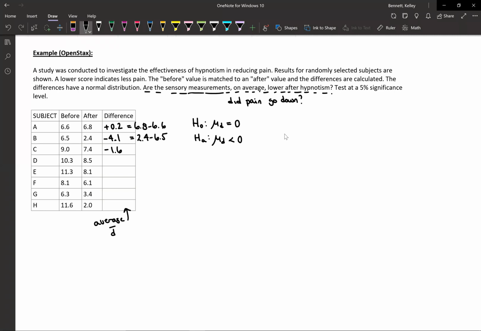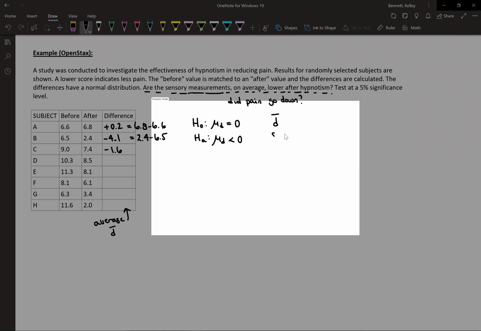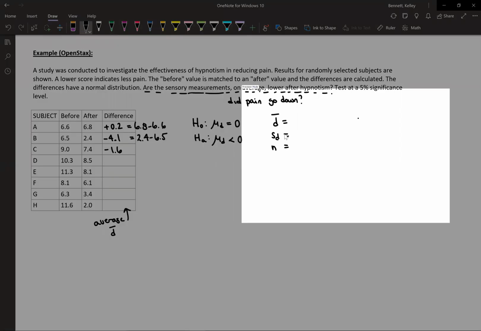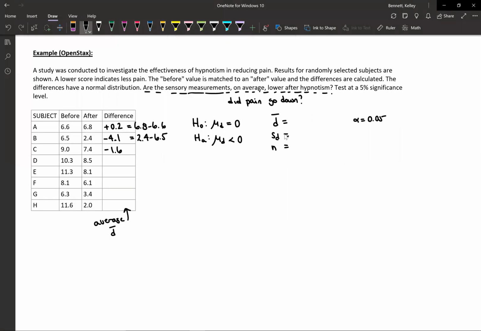So I still need my D bar. I need SD, and I need my sample size. And when I have raw data, I'm actually going to let Excel calculate all that for me. I'm given a significance level of 5%. So let's plug this in and see what we get.